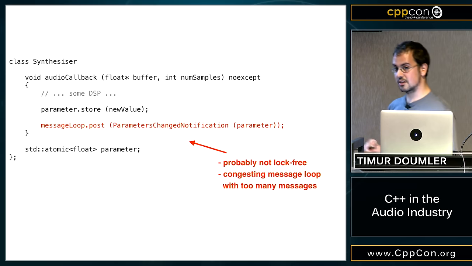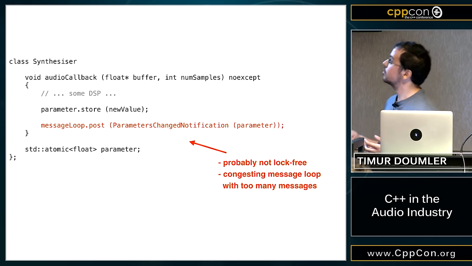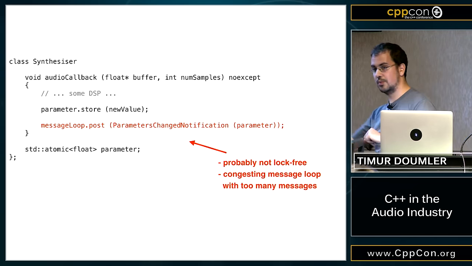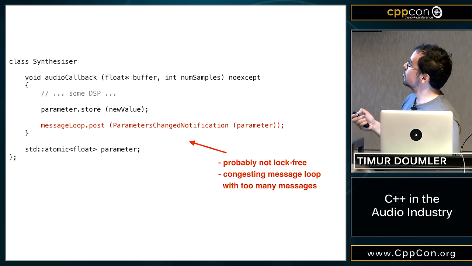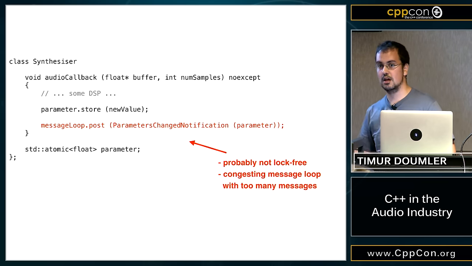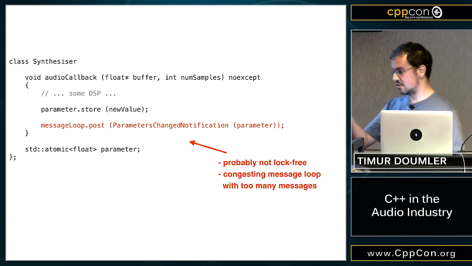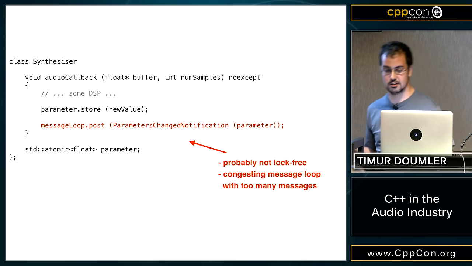What you can do instead, which is a little bit better, is you can say, okay, I will not render anything in the audio thread, but I can maybe post a message on some kind of message loop, and then later the GUI thread will pick that up and re-render that knob. But again, if you post a notification that something changed to the message thread, probably this procedure is not lock-free. It will probably allocate something somewhere. And the other thing is that the audio callback is running 1,000 times per second, so you will be congesting your message loop with thousands of messages, because the GUI thread typically runs much slower.